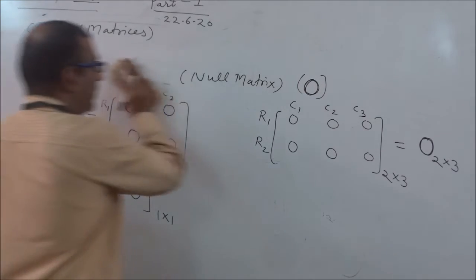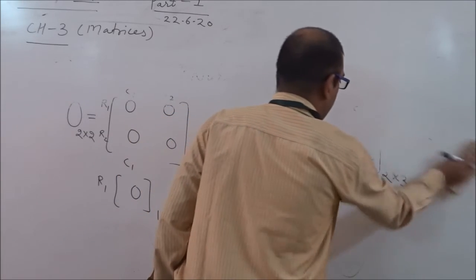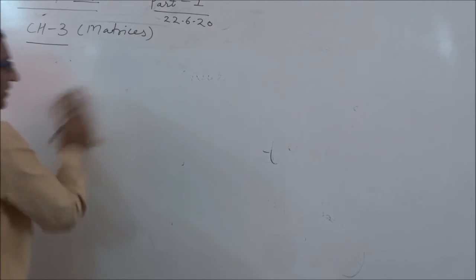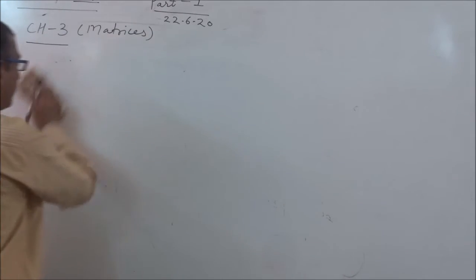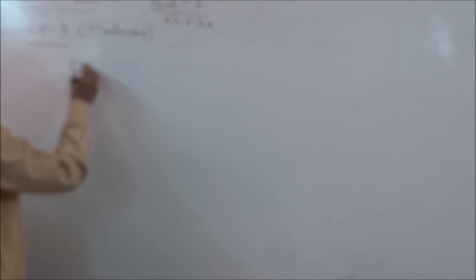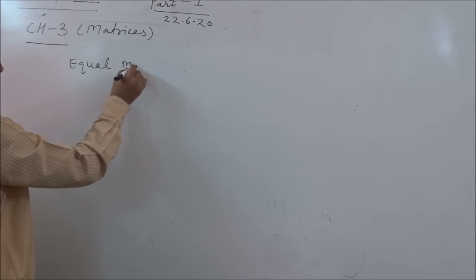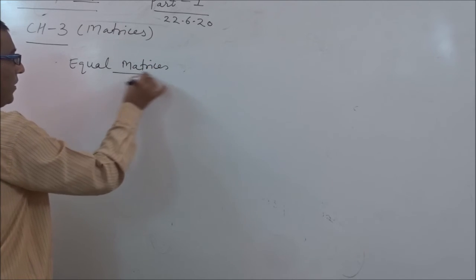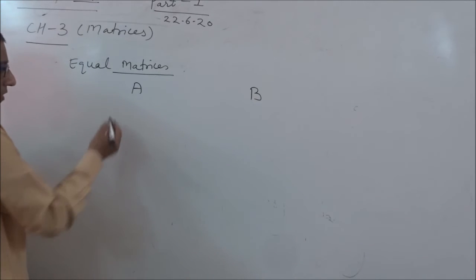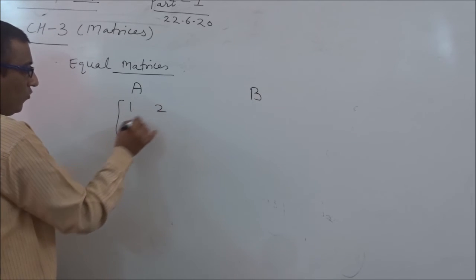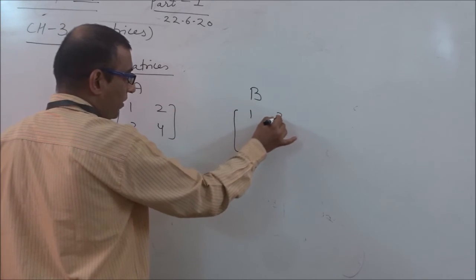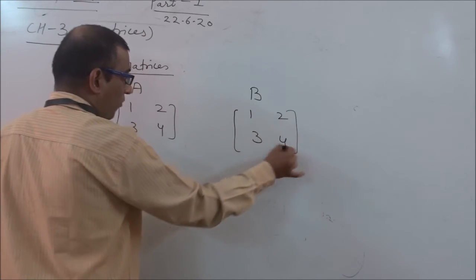So after the concept of types of matrix, we will continue with the next concept, that is equal matrix. How can we say two matrices are equal? So the next heading is equal matrices. We can say two matrices are equal when, for example, if I am taking here A as 1, 2, 3, 4 and again the value of B is also 1, 2, 3, 4. Both the orders are same.